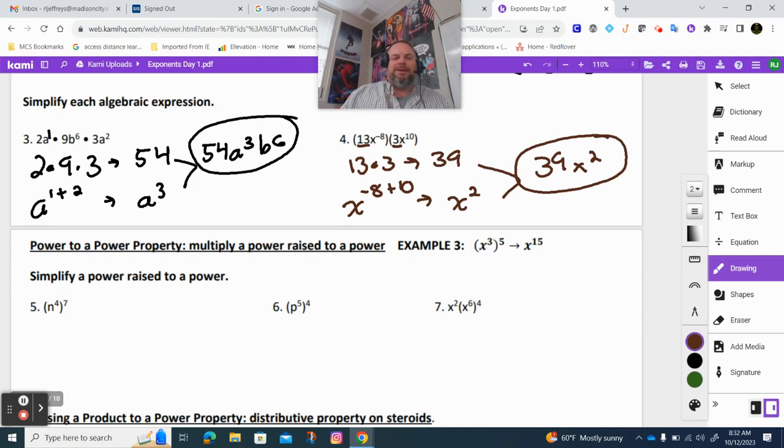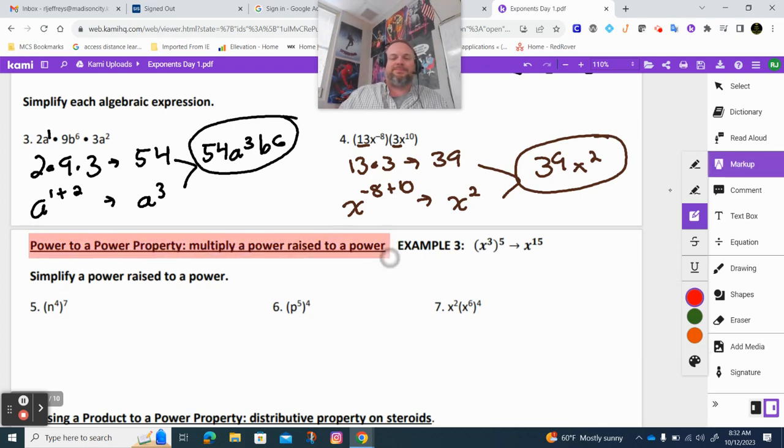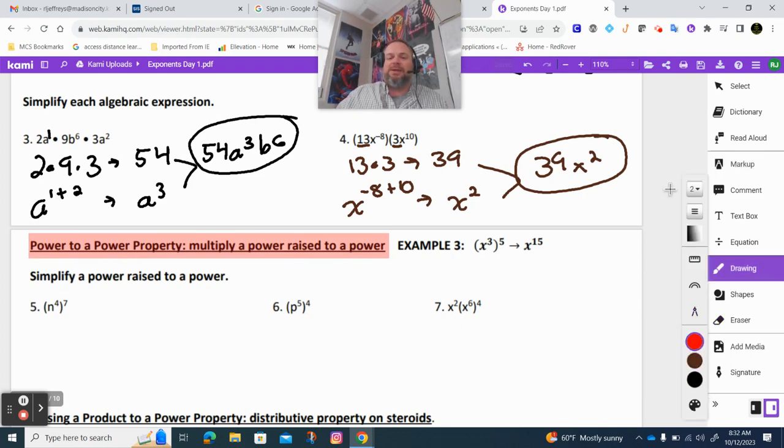Okay. Now, for those still actually paying attention to math, power to a power property, you multiply. So this one right here, this is x to the third, all raised to the 5th power. So what's 3 times 5? 15.